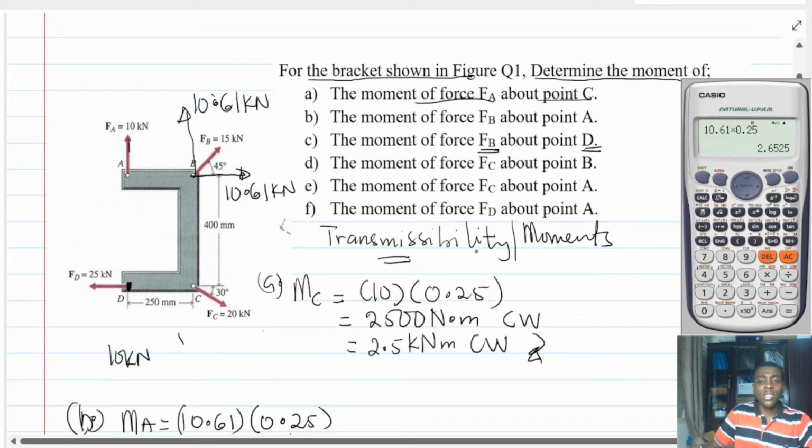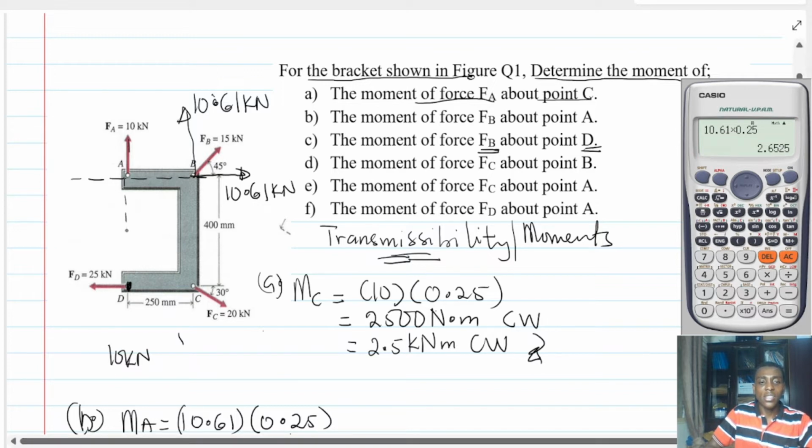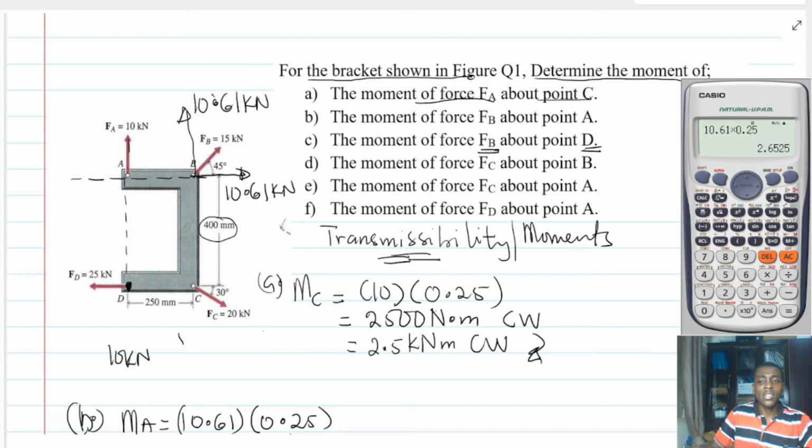So I would use the principle of transmissibility again. What is the line of action of this force? The horizontal component is this. Therefore, I need the perpendicular distance to meet this line, and that distance must be this distance here. Is that right? And that distance is what? 400 mm. In other words, 0.4 meters.